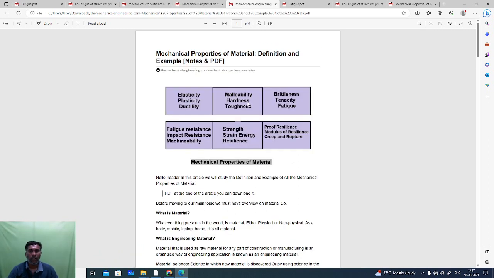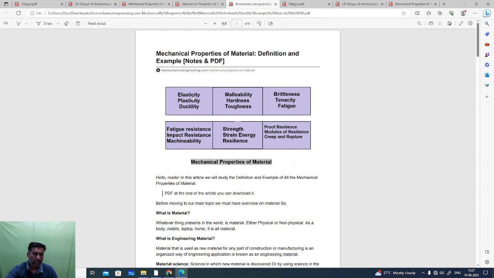Next, how each will be defined, and then examples. Now I will give some examples of the mechanical properties. So that is the classification: elasticity, plasticity, ductility, malleability, hardness, toughness. We have already seen what malleability is.